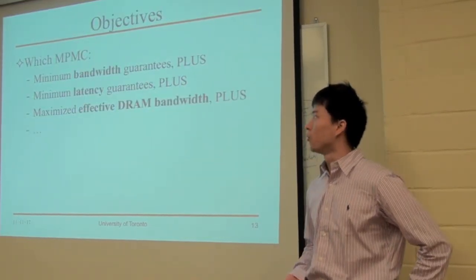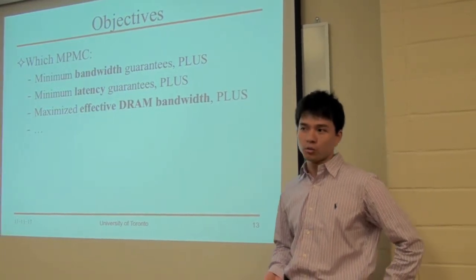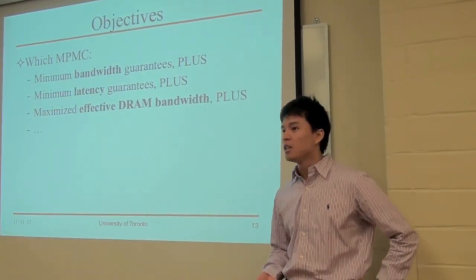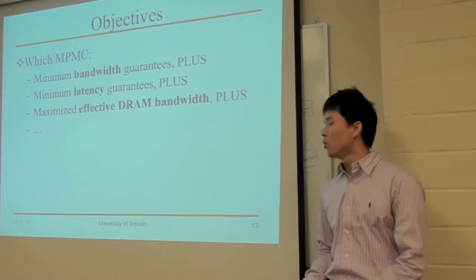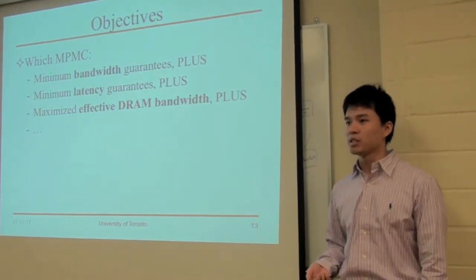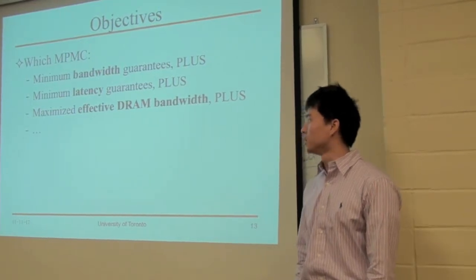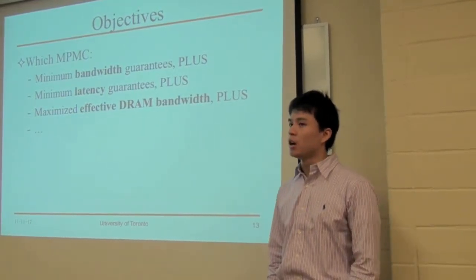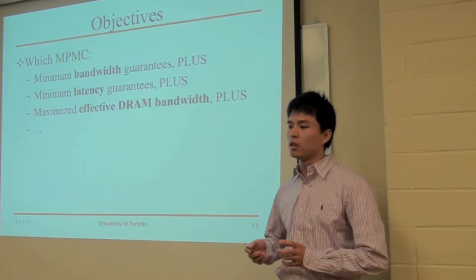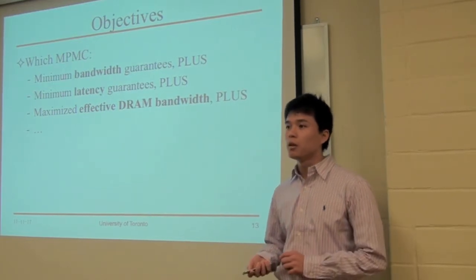Now come back to our first question. Which MPMC do we want? Here are the features we would like to have, including minimum bandwidth guarantee, minimum latency guarantee, and maximum effective DRAM bandwidth. And hopefully the hardware cost is reasonable.